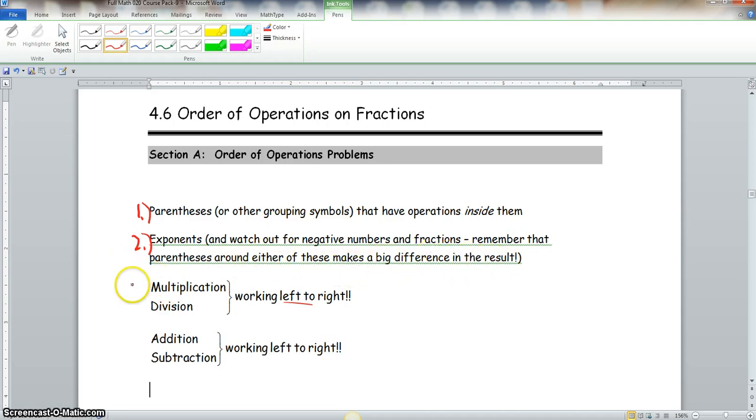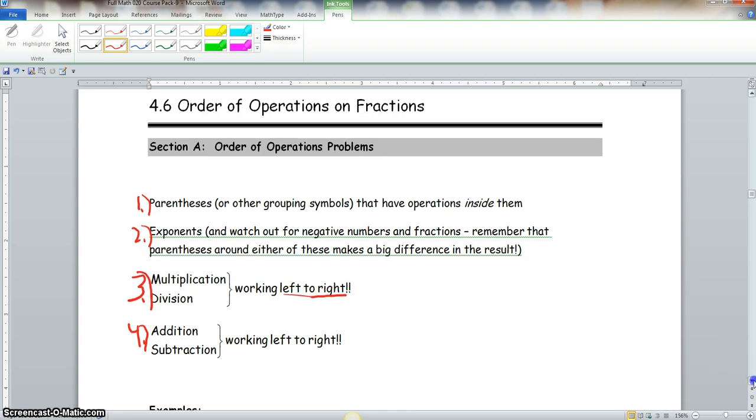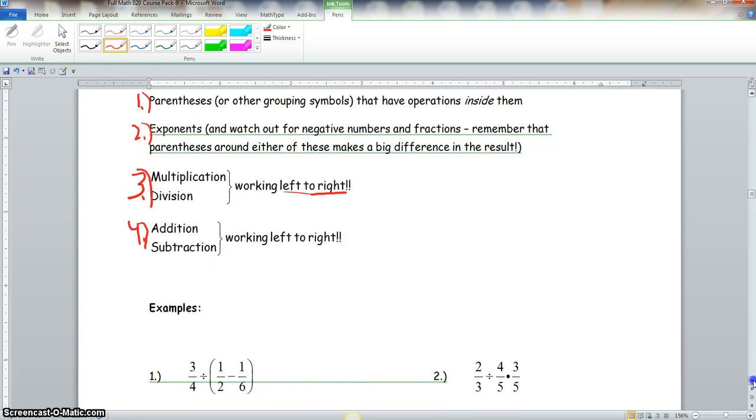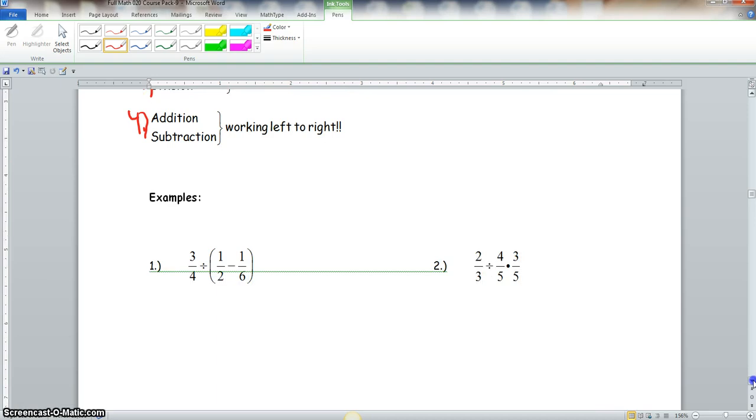And then we have number 3. Number 3 is both multiplication and division, whichever one comes first from left to right. And then number 4 is addition or subtraction, whichever one comes first from left to right. Now, that's a brief overview of the order of operations. Now we go here to our examples.